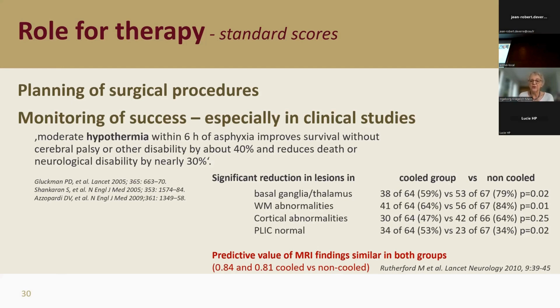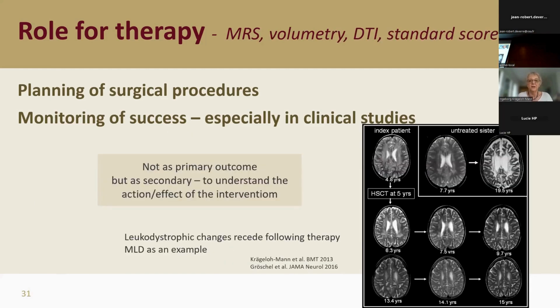But what was extremely important and extremely interesting is that the predictive value of MRI findings was similar in both groups. So although there are fewer lesions, when they are there after hypothermia, they enable you to predict the future of the child, which is important in the clinical situation.